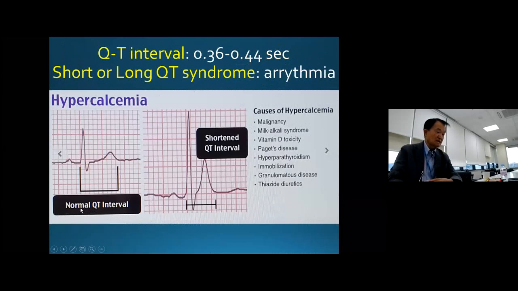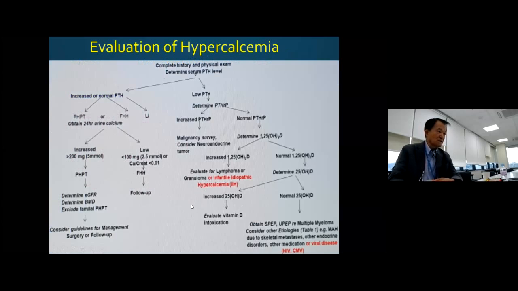Okay, on the EKG, you can see a normal QT interval right here, but it's a very shortened interval with hypercalcemia, and this kind of arrhythmic condition you have to check. But there are many other differential diagnoses when you see a shortened QT interval. So one of them is hyperparathyroidism, which we're going to talk about.